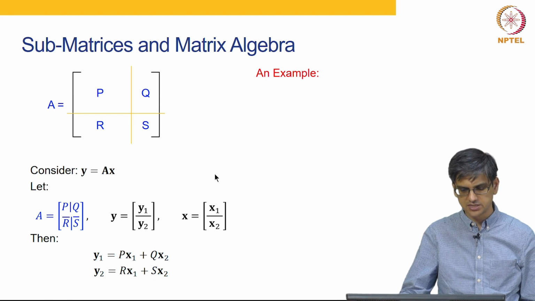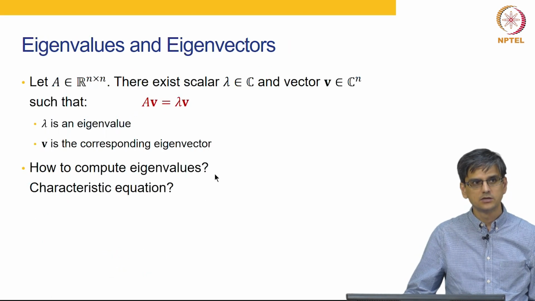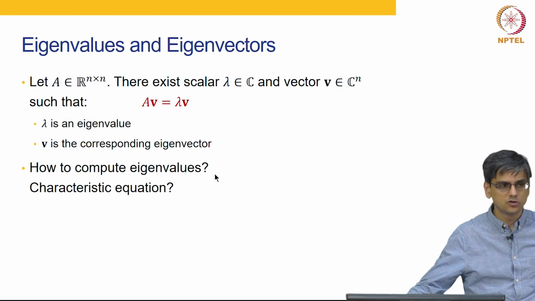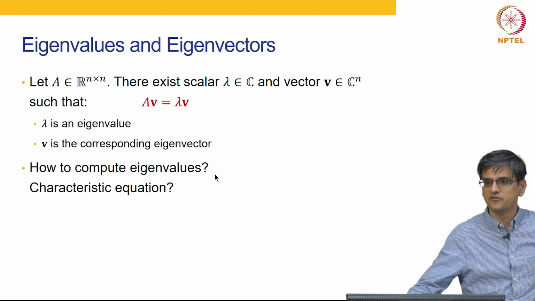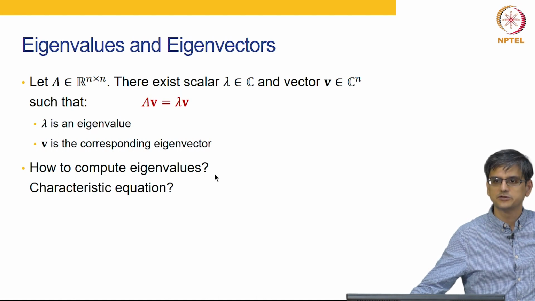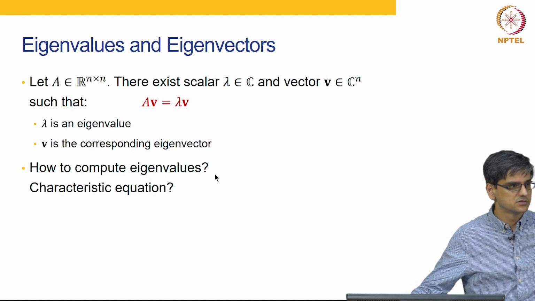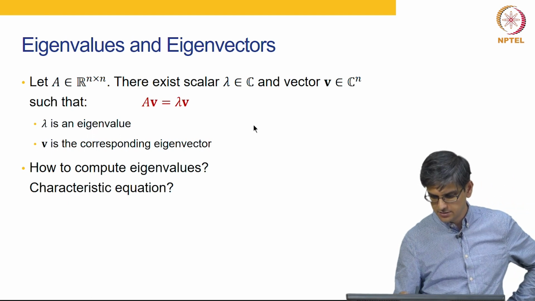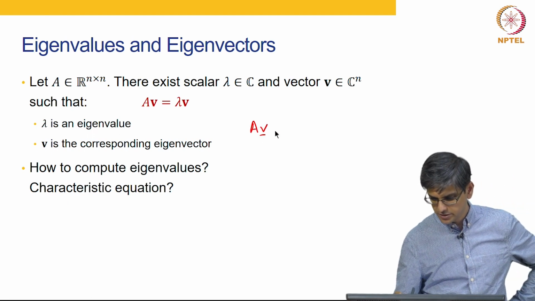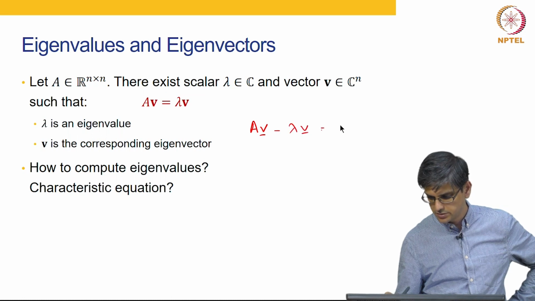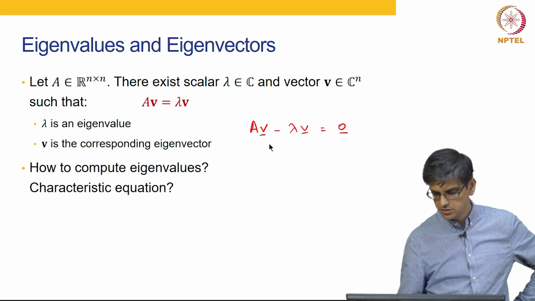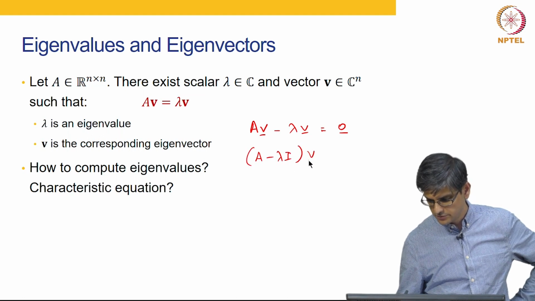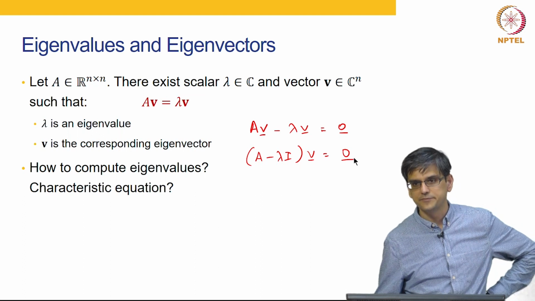We just took this example. And this is the last part. You know the definition of eigenvalues and eigenvectors, right? So, the question is, how do you compute eigenvalues? You will take this on the left hand side. So, A V bar minus lambda V bar equal to 0 bar, or you can say (A minus lambda I) V bar equal to 0 bar.